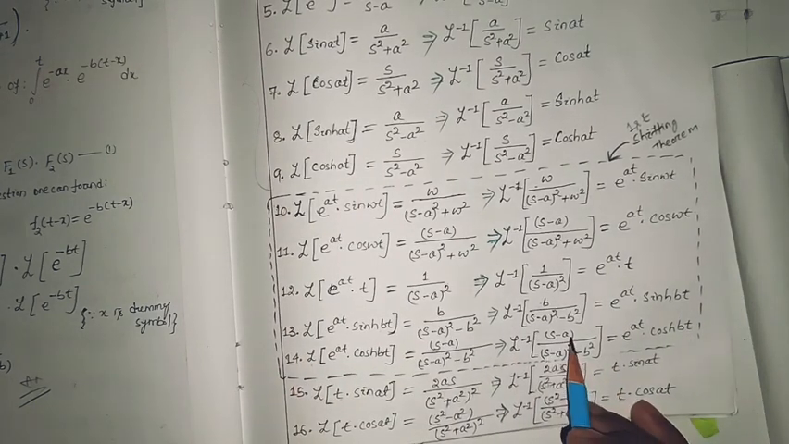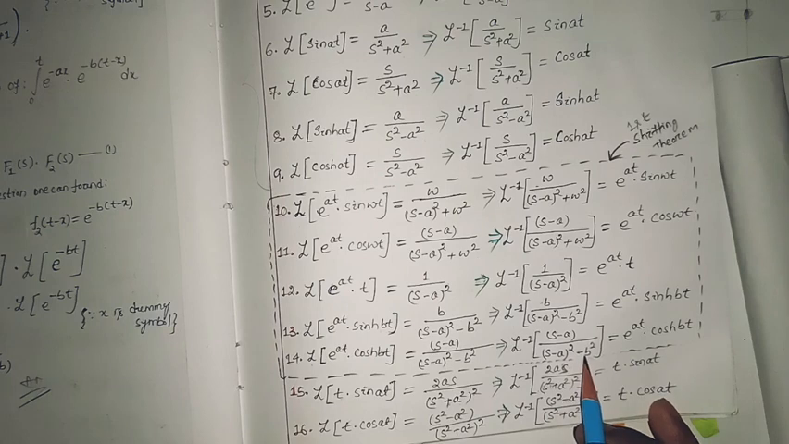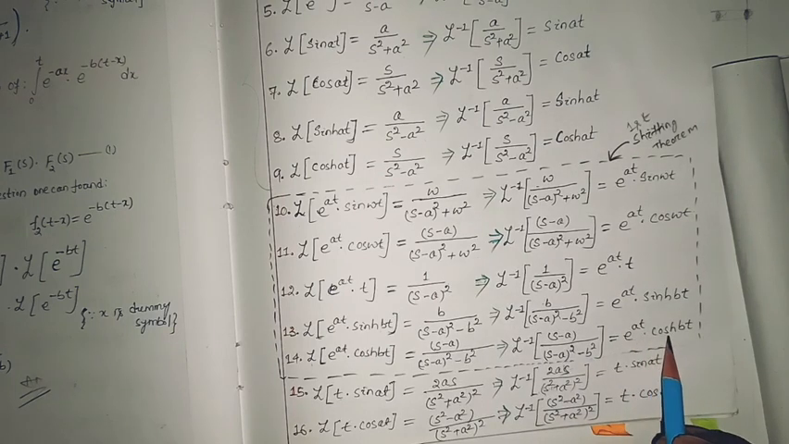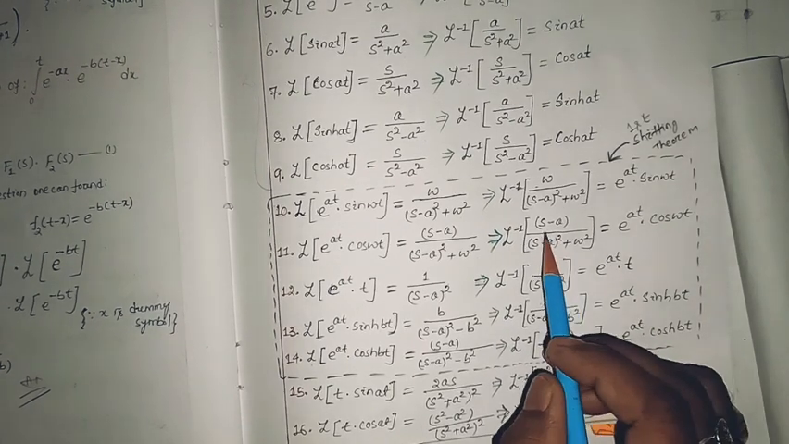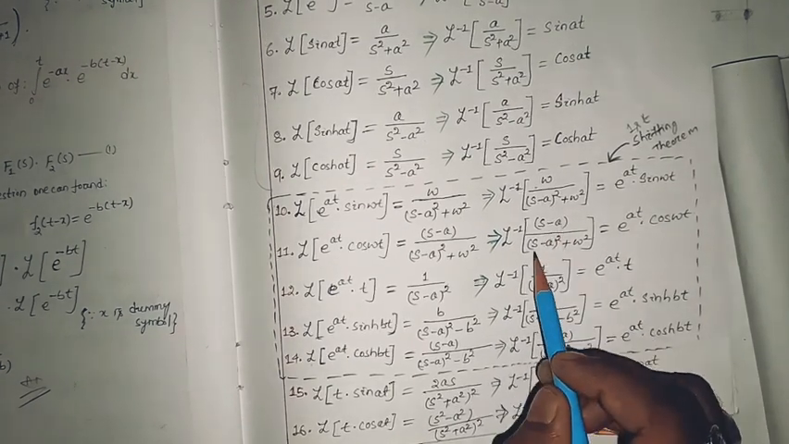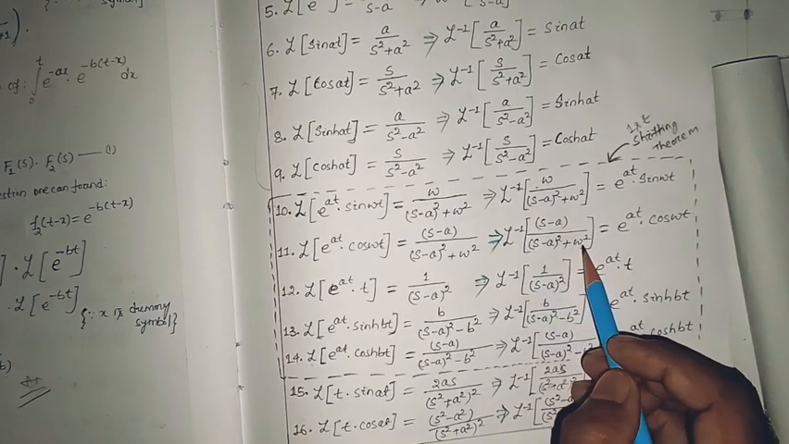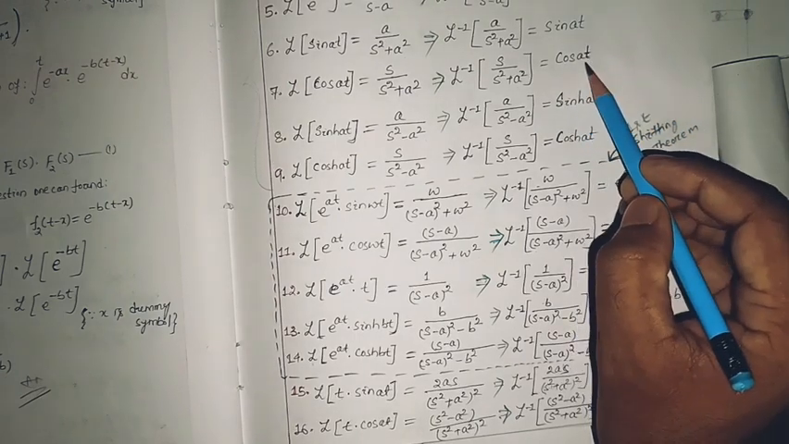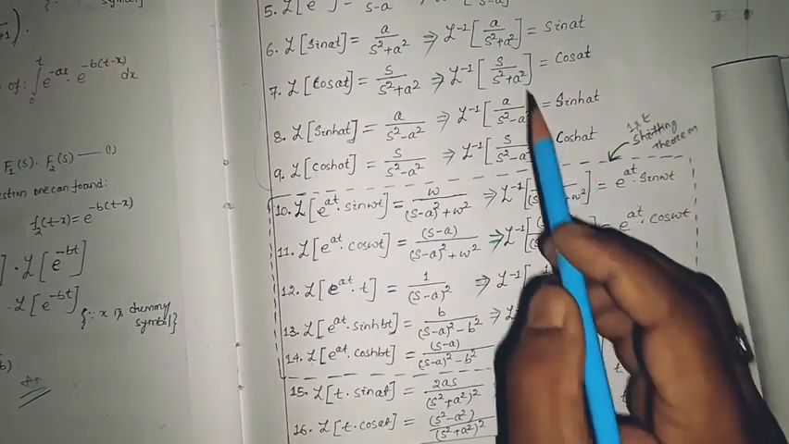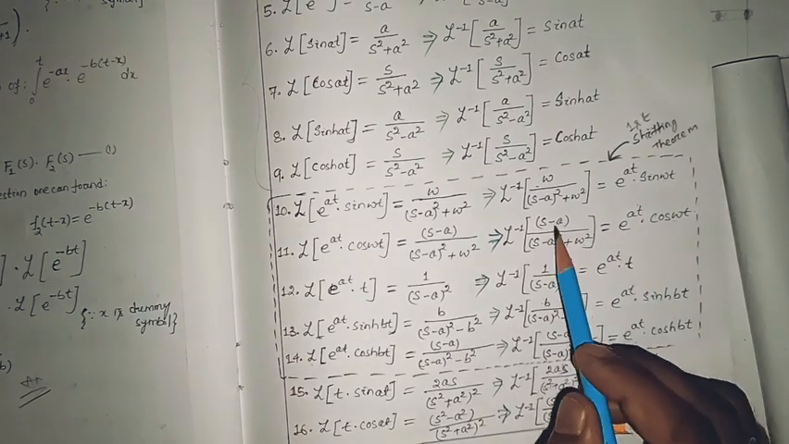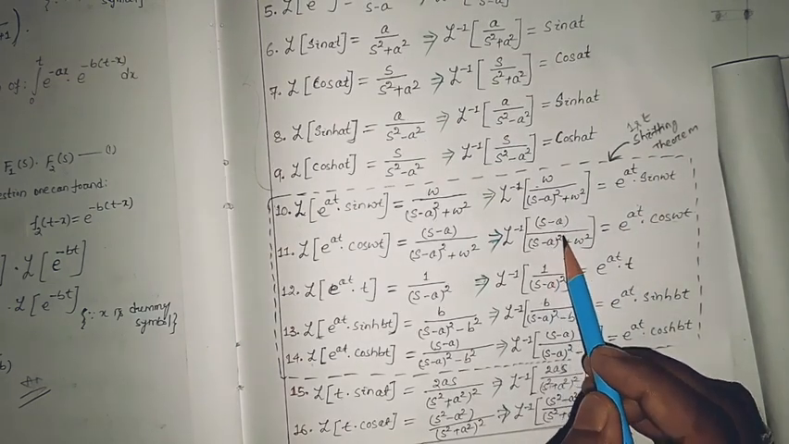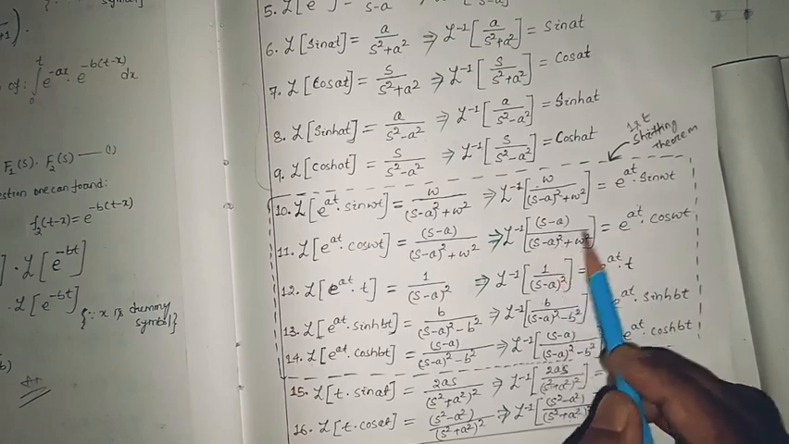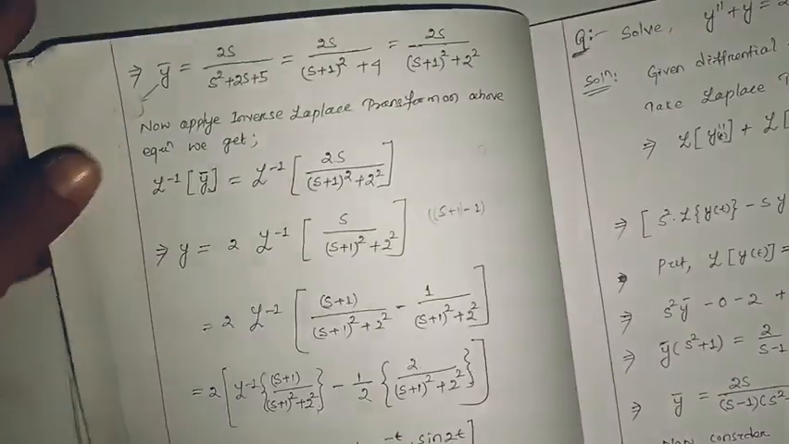The inverse Laplace transform of (s-a)/((s-a)^2 - b^2) will be e^(at) cosh bt. And if we consider (s-a)/((s-a)^2 + omega^2), it will be e^(at) cos omega t. Just compare: cos at is there, and here cos omega t. That means here s, but here s minus a. Then e^(at) will come up, multiplied with cos omega t.